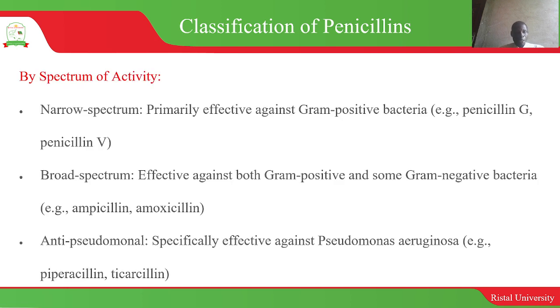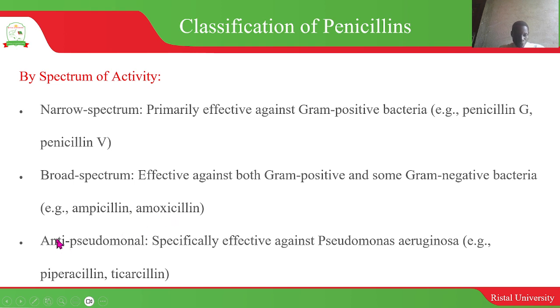Then we can also classify it by the spectrum of activity. I think this is the most commonly used classification for people like you in the clinical setting. So we have the narrow spectrum penicillins. These are primarily effective against gram-positive bacteria, like penicillin G and also penicillin V. We have the broad spectrum penicillins. These are effective against both gram-negative and some gram-positive bacteria. Examples are ampicillin and amoxicillin.